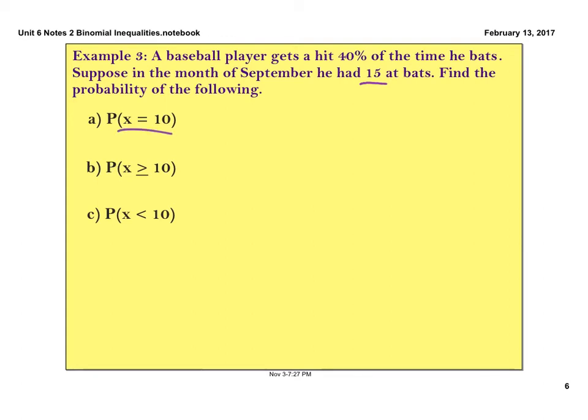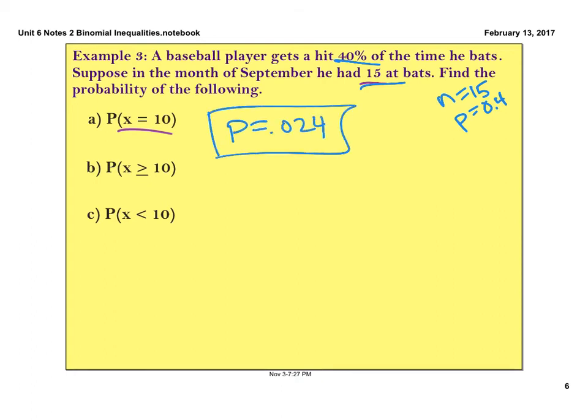So in this example, I know that my n is going to equal 15, and my probability is going to be 0.4 for each individual bat. So then what's the probability that he gets 10 successes? Exactly 10 successes. So I go to my 15 box, which is the last box of the table. It's the bottom of the last page. I go over to 0.4 for my probability, and I go out to x equaling 10. X equaling 10 is going to be 0.024.